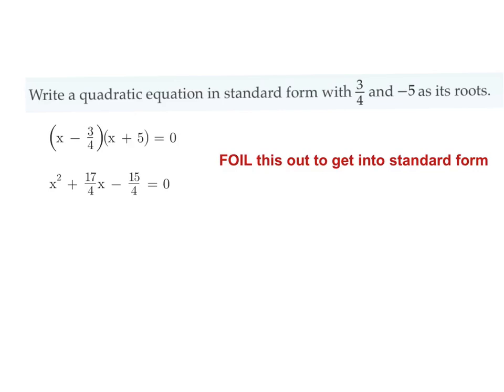what? What can't we have? Yeah, you can't have fractions and it be in standard form. So I have to remember that there are no fractions or decimals in standard form. So I've got this problem with a bunch of fractions in it. How do I get rid of the fractions?